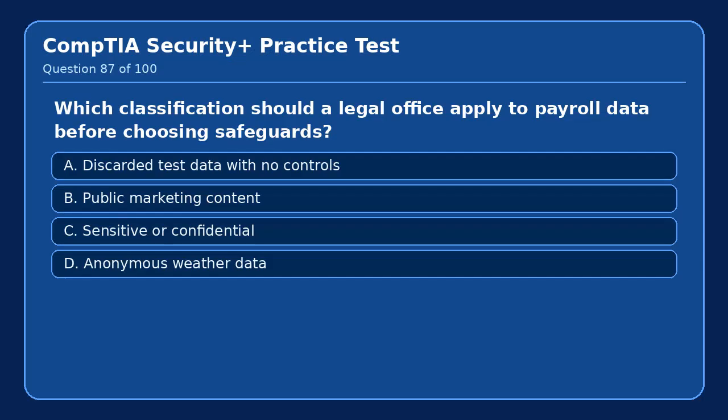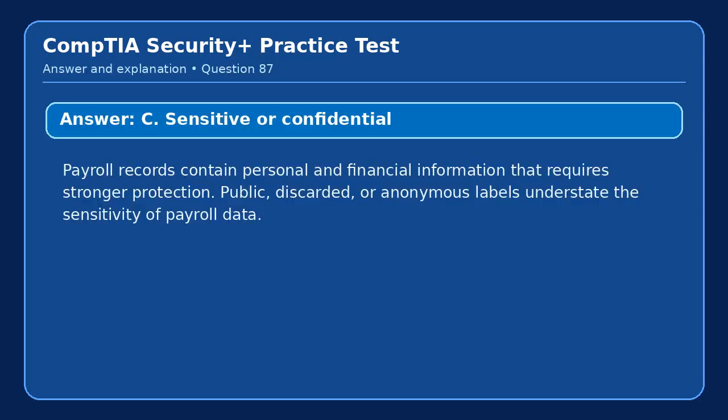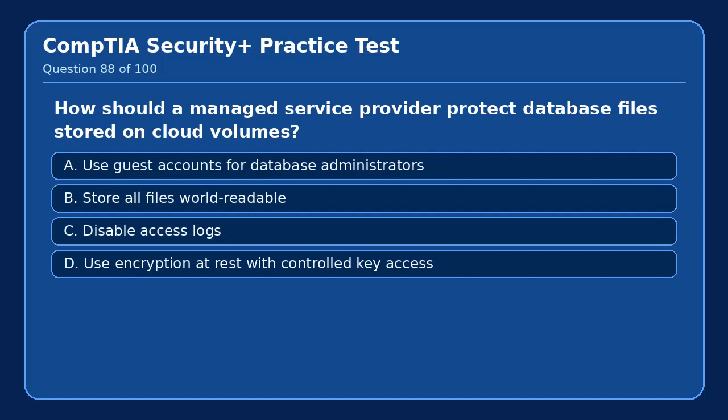Question 90. Which analysis helps a city agency identify critical processes and acceptable downtime? A. Business impact analysis. B. Packet fragmentation test. C. War driving survey. D. Password reuse check only. Take a moment to choose your answer. The answer is A. Business impact analysis. A BIA maps business processes to impact, recovery priorities, and downtime tolerance. Wireless surveys, fragmentation tests, and password checks do not define business recovery priorities.